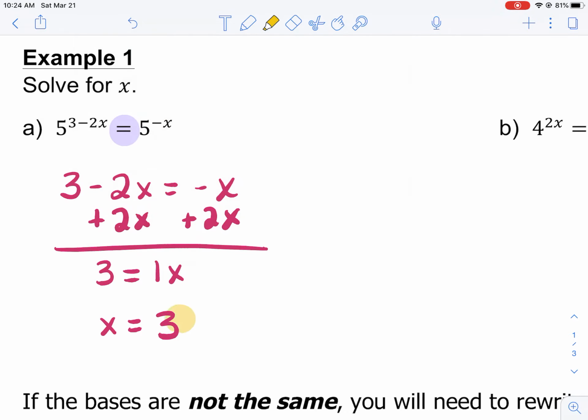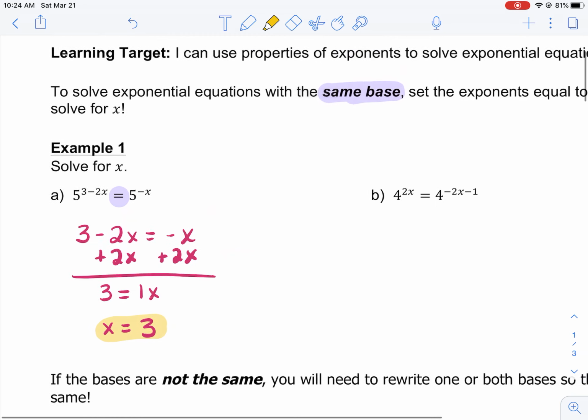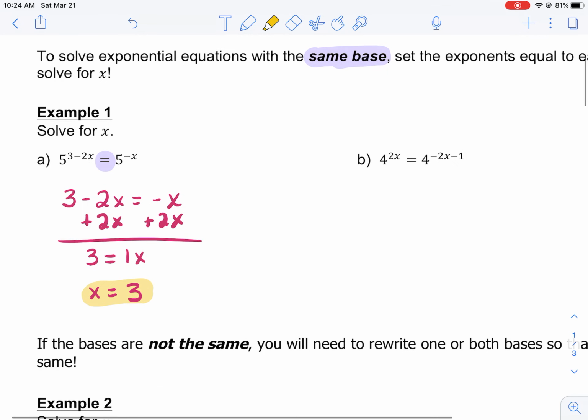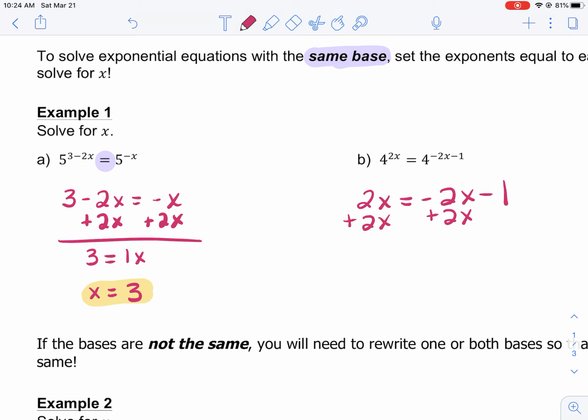When those bases are the same, it's a pretty simple problem. Just set the exponents equal to each other and solve for x. The next problem is similar. We have 4 to the 2x equals 4 to the negative 2x minus 1. Because they're equal and they have the same base, we just need to set 2x equal to negative 2x minus 1. I'm going to add 2x to both sides to get my x's together. I get 4x equals negative 1, and then I'm going to divide both sides by 4, and we get x equals negative 1/4.